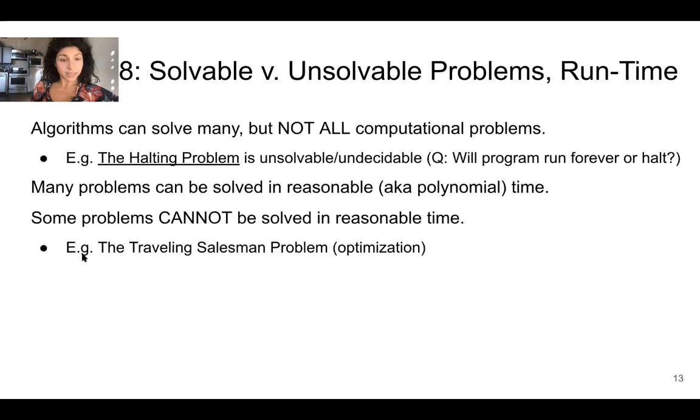And so an example of that type of problem is the traveling salesman problem. Write this down. This is important. An example of a problem that can be solved, but not in a reasonable time, is called the traveling salesman problem. It's a very, very famous problem, and it's part of a class of problems called optimization.